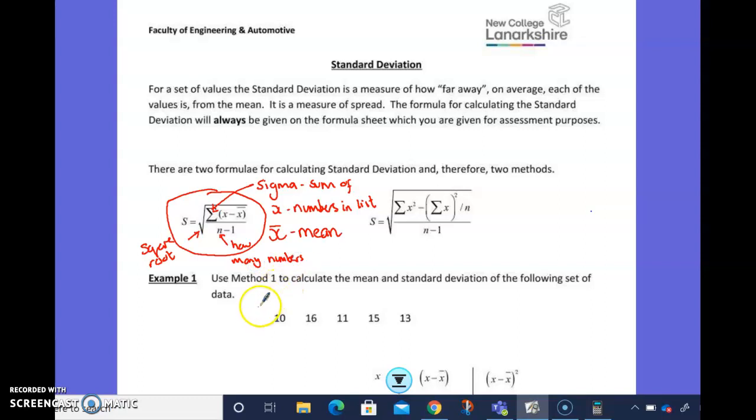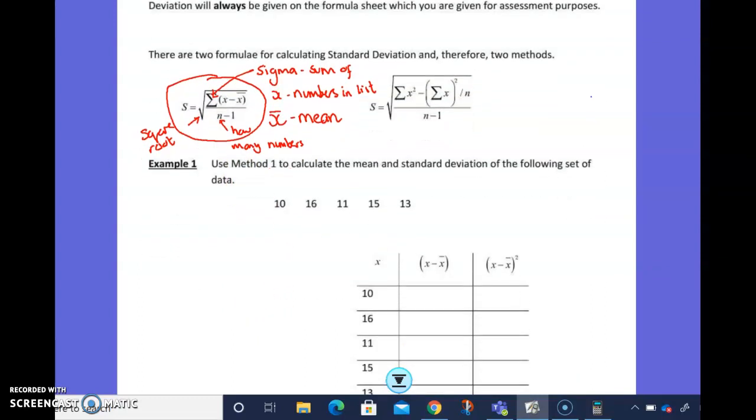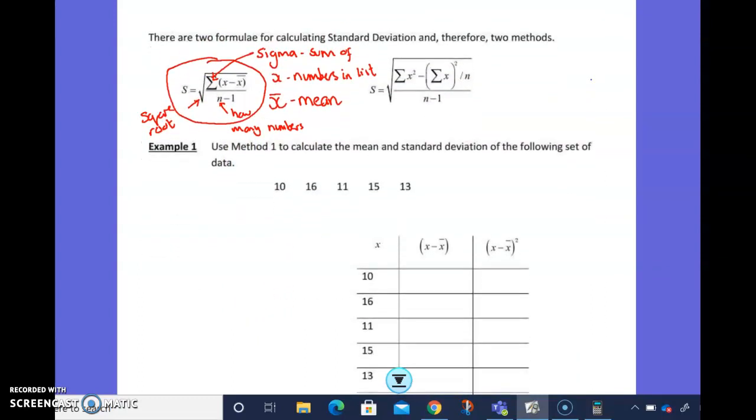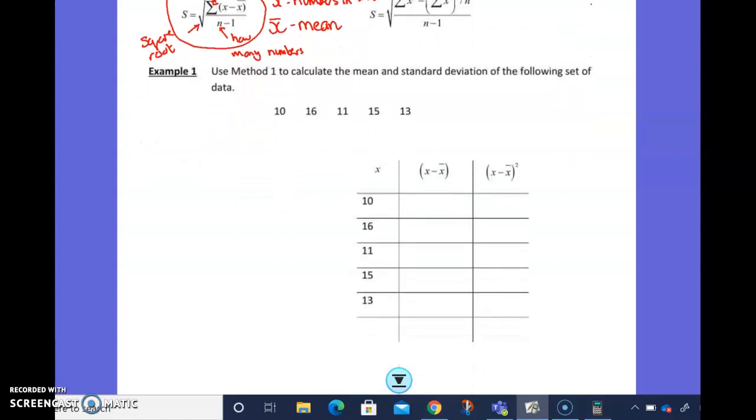The symbols are very similar in the second formula, but I'll leave those just now. We'll go through them when we need them. First one then. If I want to find the standard deviation, first thing I need to do is find the mean. Find the mean the usual way. Add them all up and divide by how many numbers I've got. You get 1 mark for the mean. You don't need to show working for it, but you do need an answer.